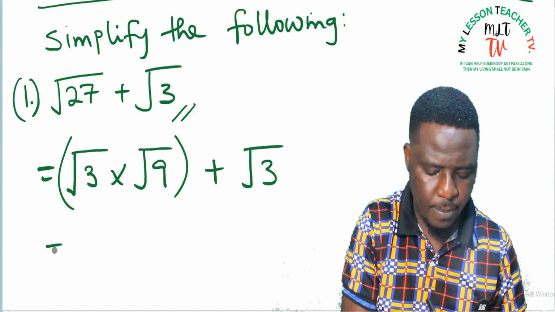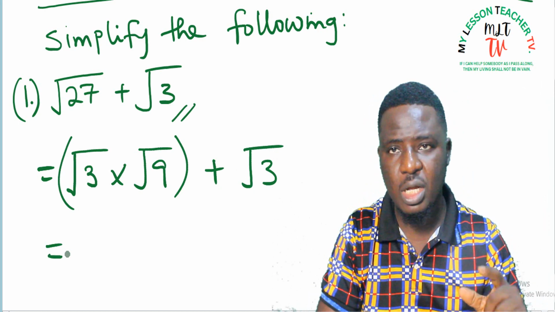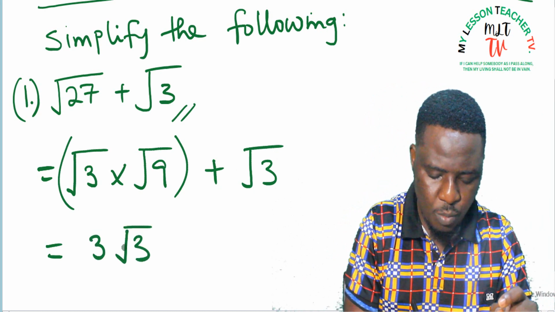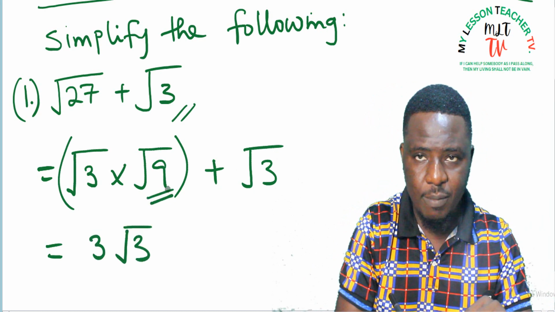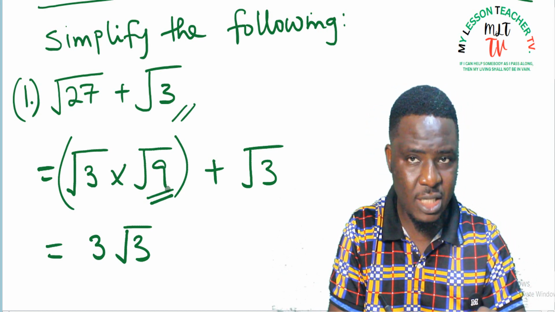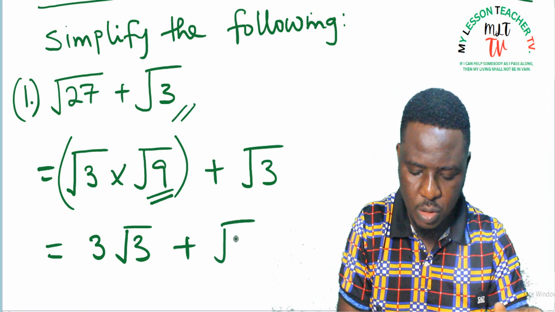Simplifying this further, we know that root 9, being a perfect square, gives us 3. So this can be said to be 3 root 3. When you multiply root 9, which is 3, by root 3, it gives you 3 root 3 plus root 3.